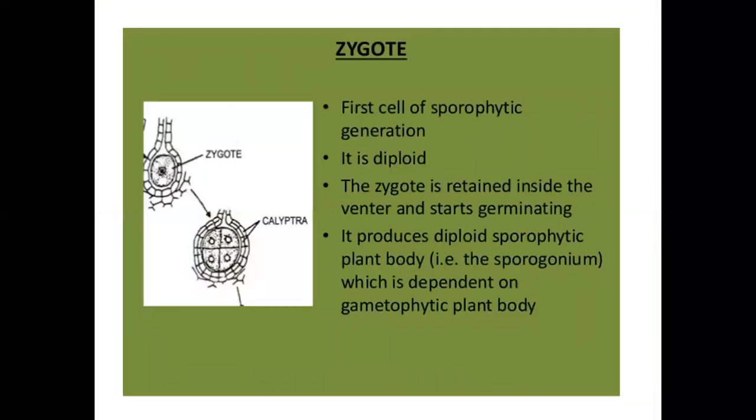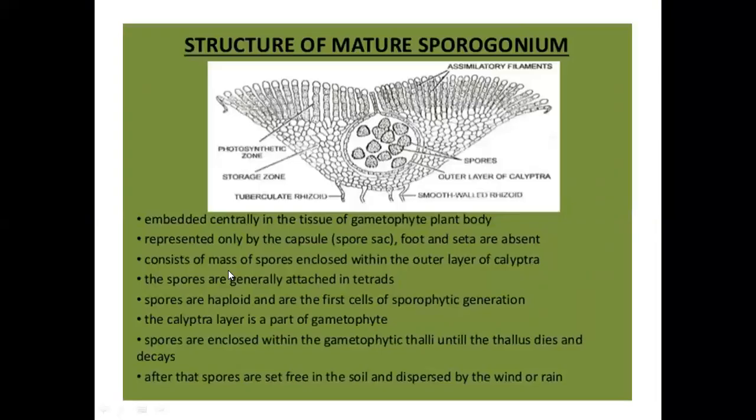The zygote is the first cell of the sporophytic generation. It is diploid. The zygote is retained inside the venter and starts germinating. It produces a diploid sporophytic plant body, that is the sporogonium, which is dependent on the gametophytic plant body.